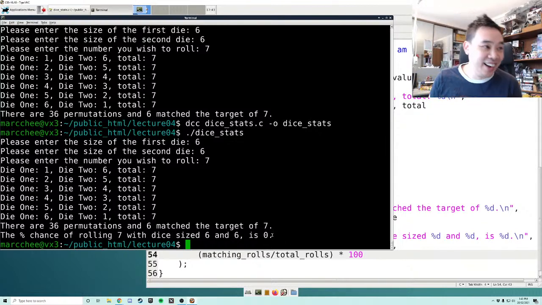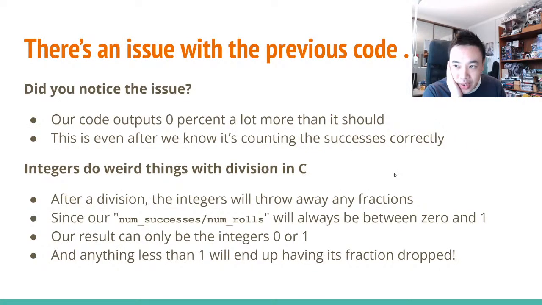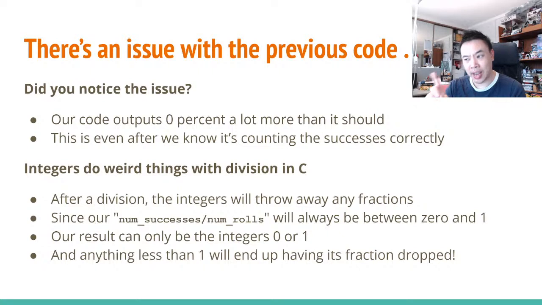So people are yelling at me now, which is pretty funny. So, let's see. I've got some slides in here, and it's like, okay, there's an issue with this code. Our code outputs 0% way more than it should. It does actually have a chance of not outputting 0%, but only if it's 100%. So we know that we're counting our successes properly when doing this. And so this was me wanting to talk to you a little bit about integer division, because I have mentioned this previously, but I haven't really shown you this in action, and it's something that does come up a fair bit.